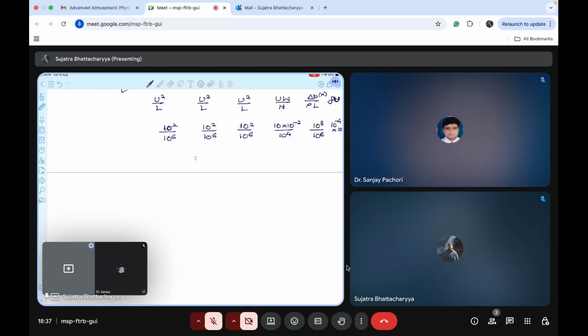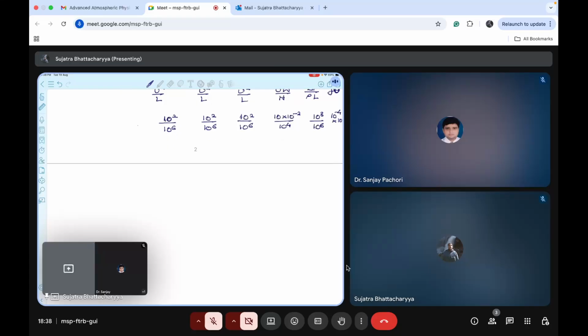Correct? So these are the scaled values of the horizontal momentum equation. Remember, this is for the mid-latitude synoptic system. In the tropics, it may be different. Fine. Let's go ahead. This is 10 to the power minus 4, 10 to the power minus 4, 10 to the power minus 4. And what else? This is 10 to the power minus 5, right? 10 to the power minus 5. What about this? 10 to the power minus 3. And what about this? 10 to the power minus 3.